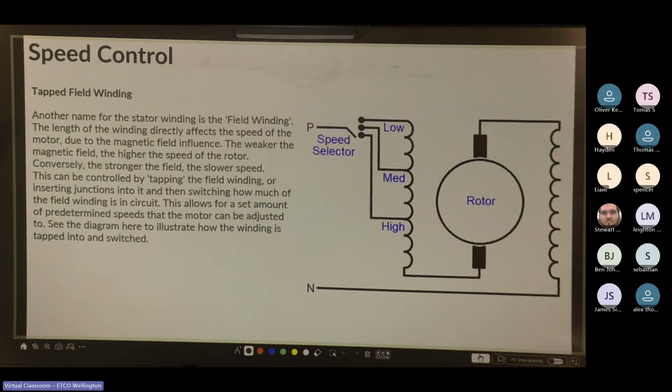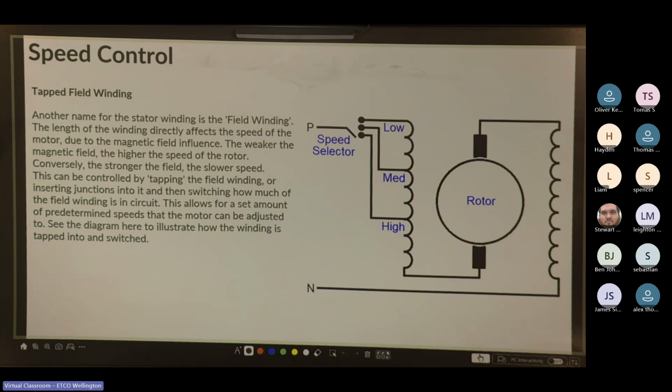Cool. So you've got different types of speed control for a universal motor. So you've got your tapped field windings. Another name for the stator field is the field winding. Stator winding is the field winding. The length of winding directly affects the speed of the motor due to the magnetic field influence.